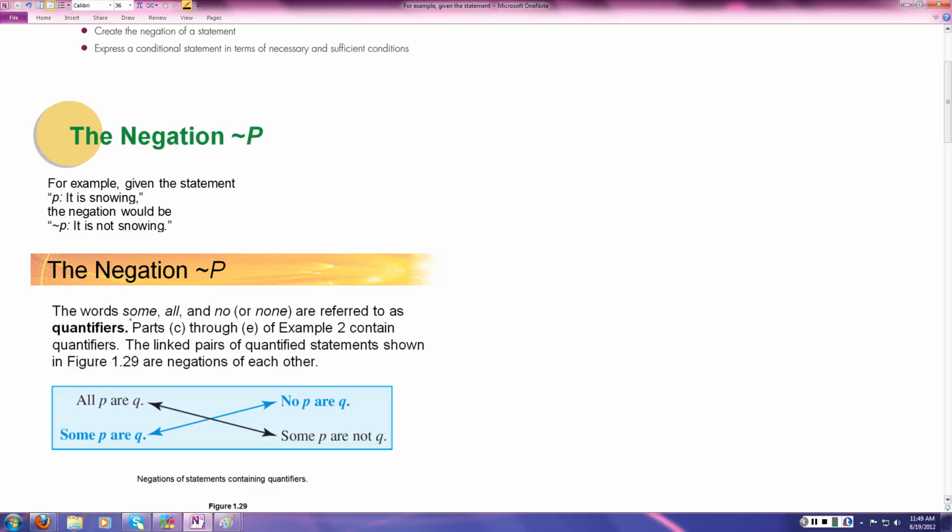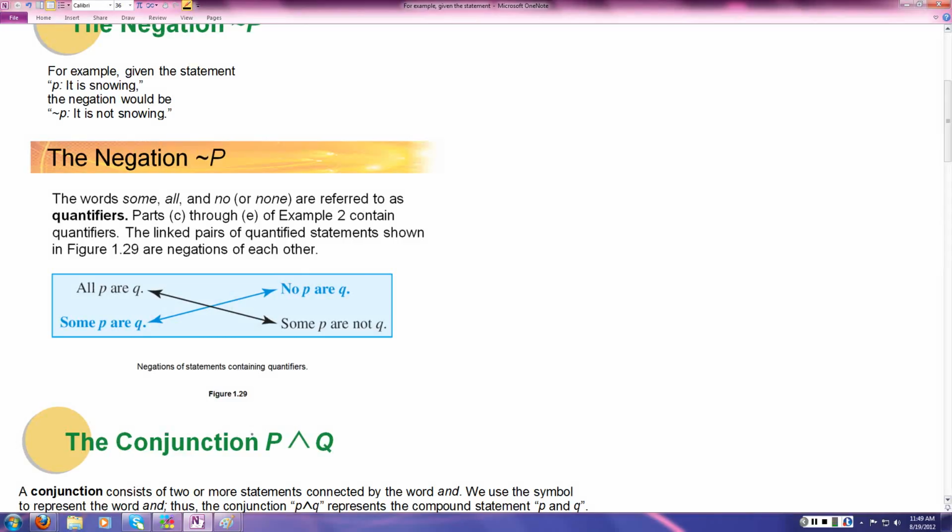Where it gets a little bit confusing is when you have these qualifiers, all, some, no. So refer back to this chart. This is figure 1.29 in your book, and if you refer back to that, if you have a statement that's set up as all P are Q, the negation of that statement would be some P are not Q. Some P are Q, the negation of that would be no P are Q.